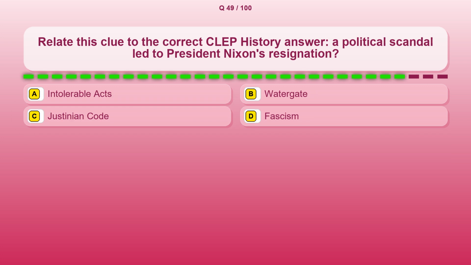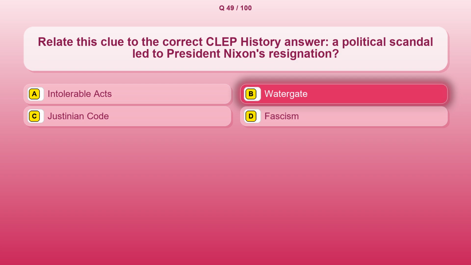Question 49. Relate this clue to the correct CLEP history answer. A political scandal led to President Nixon's resignation. Option A, Intolerable Acts. Option B, Watergate. Option C, Justinian Code. Option D, Fascism.